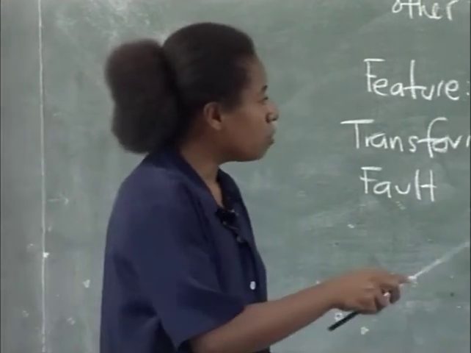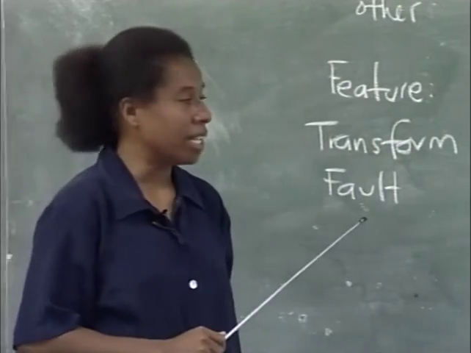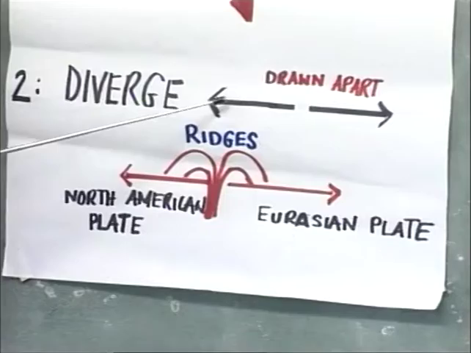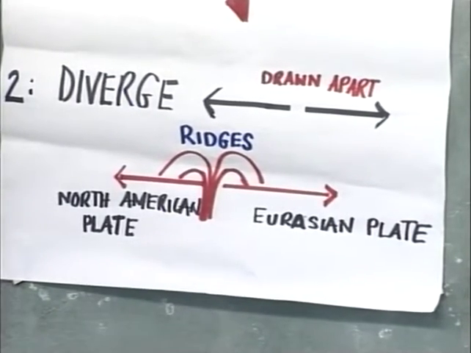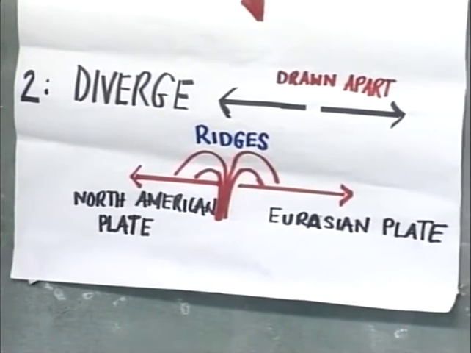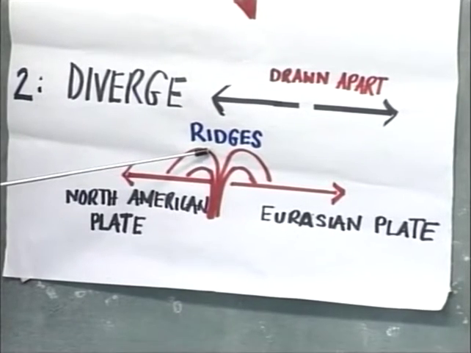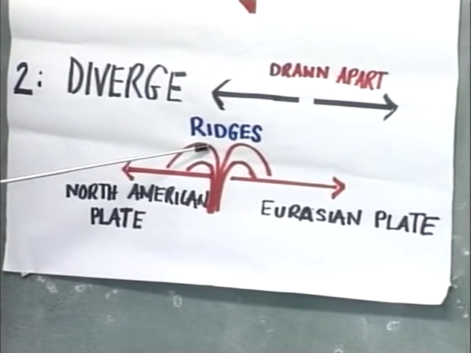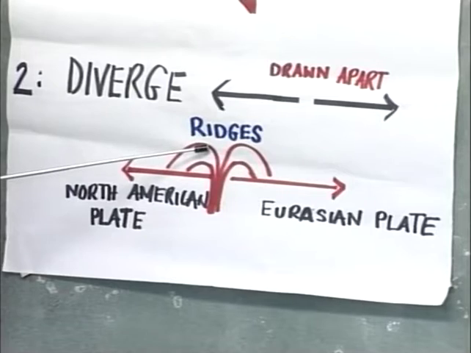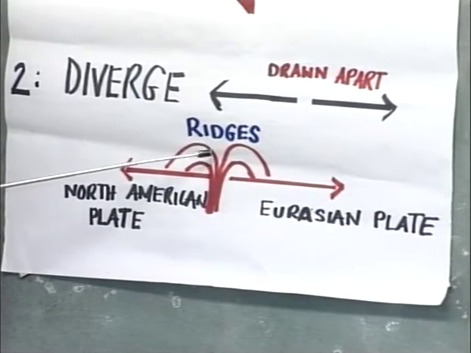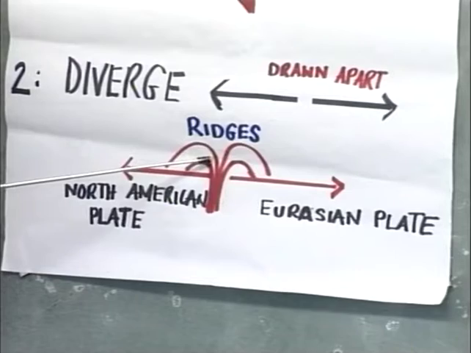No? Okay, let's move on to the second or the next movement, and that's the movement of divergence. When plates move away from each other or they diverge, the main feature that is actually created as a result of this movement would be the creation of what we call ridges. Mid-oceanic ridges, because most of those ridges are found in the oceans.